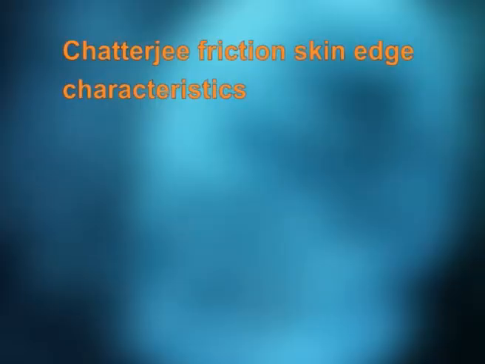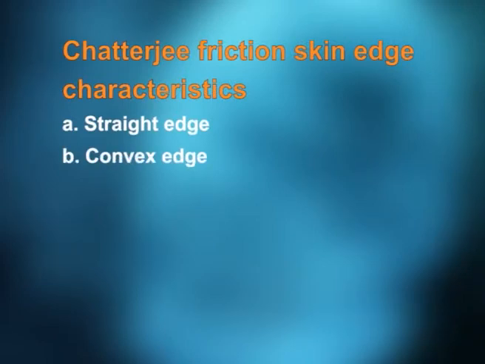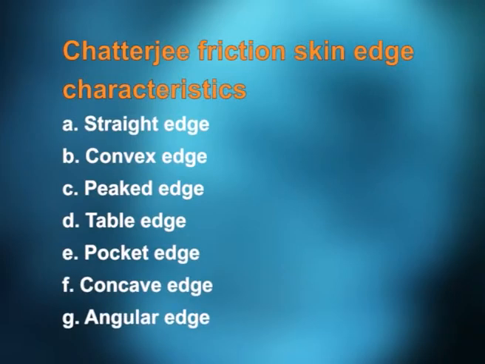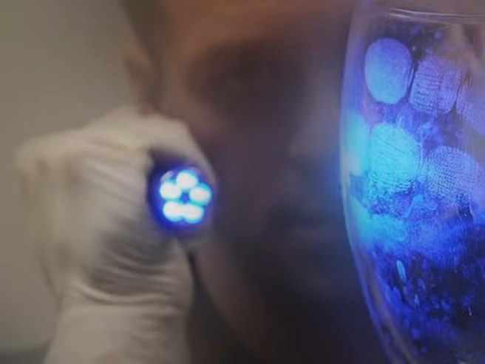Chatterjee in 1962 classified the characteristics of the edges of the friction skin into 7 classes, starting with straight edge, convex edge, peaked edge, table edge, pocket edge, concave and angular edge. The types of surface on which these chance prints appear and the kind of ink used affect the visibility of these ridges. To sum up, a holistic approach to identification of the friction ridge surface is required.